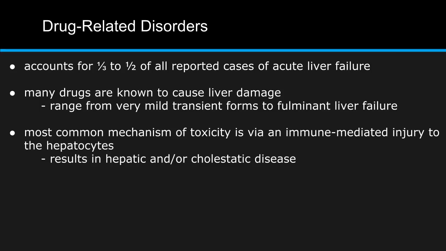Drug-induced liver disease is a major problem in the United States, accounting for 1/3 to 1/2 of all the reported cases of acute liver failure. Many drugs are known to cause liver damage, ranging from very mild transient forms to fulminant liver failure. Drugs can cause liver injury by a variety of mechanisms, but the most common mechanism of toxicity is via an immune-mediated injury to the hepatocytes and results in hepatic and/or cholestatic disease.